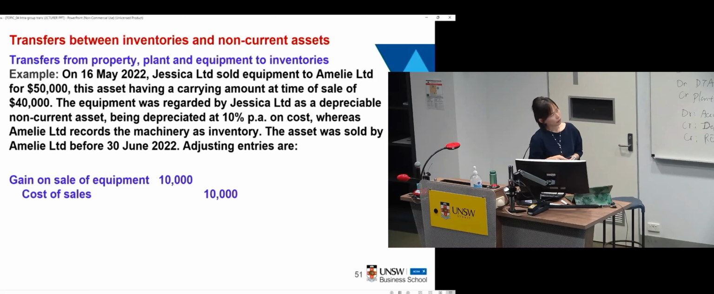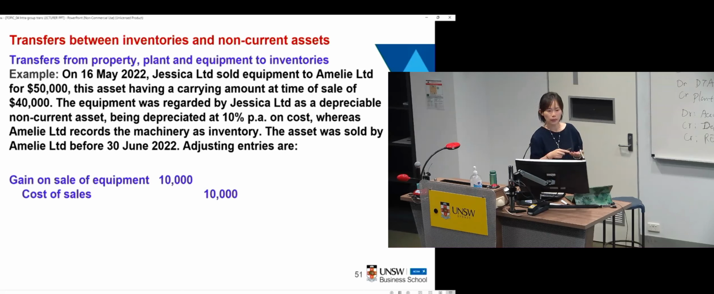Now, the equipment was regarded by Jessica as a depreciable item, but Amelia recorded these as inventory because Amelia sells second-hand machines, for example. Now, these items were already sold by Amelia to a party outside of the group. So you can see there is no unrealized profit, right? When inventory was sold by Amelia, Amelia recorded the cost of goods sold of 50,000 because that is how much Amelia paid to acquire the item, right?